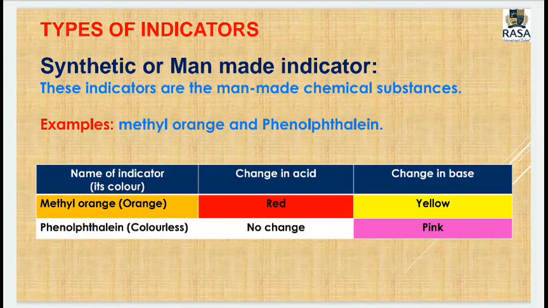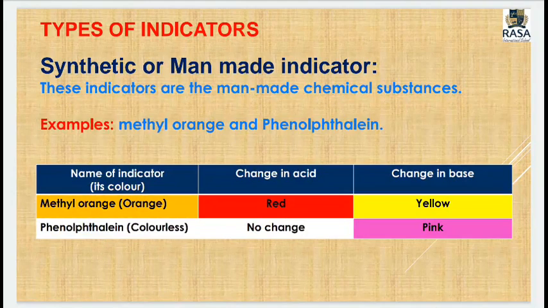So methyl orange is orange in color, and when it gets in contact with acid its color changes to red, and along with base its color changes to yellow. Phenolphthalein is colorless, and along with acid it remains colorless. Okay, so there is no change, but along with the base its color changes to pink. Okay, so these are the synthetic indicators.